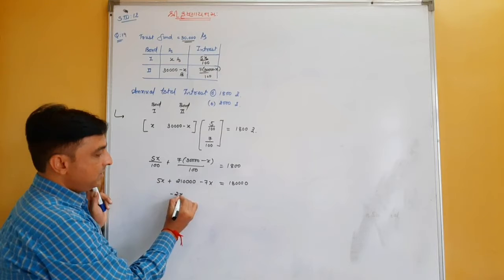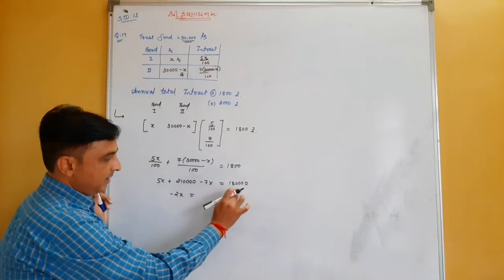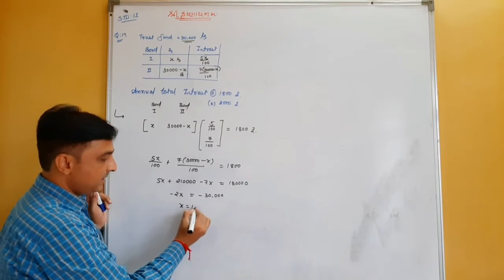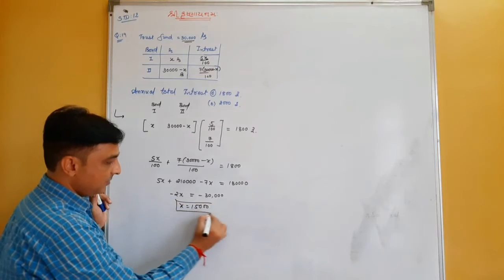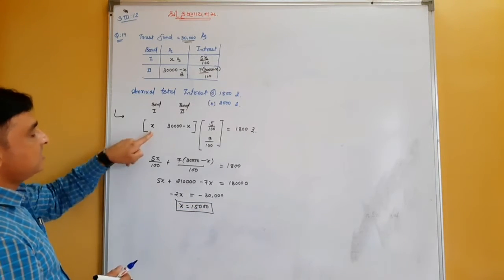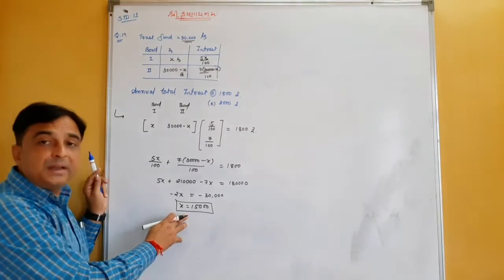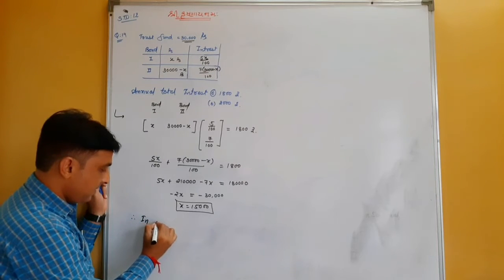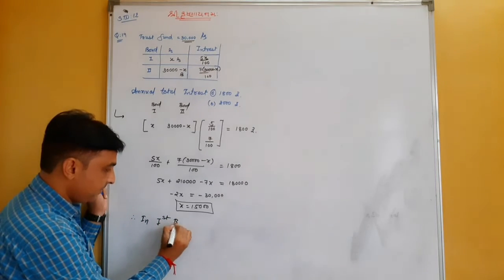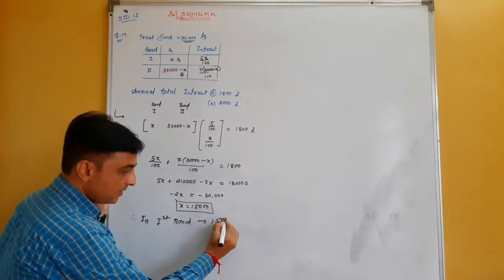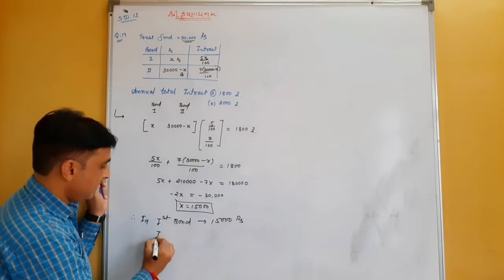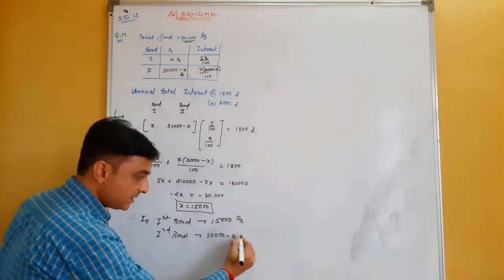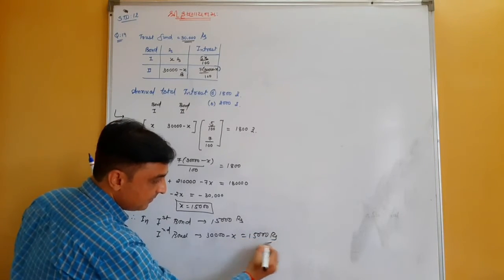7 minus this 2x equal to 21, going there it will minus 30,000. So x is 15,000. So x rupees means in the first bond we are depositing 15,000 rupees. In first bond we are going with 15,000 rupees, and in the second bond 30,000 minus x, that means it is also 15,000 rupees.